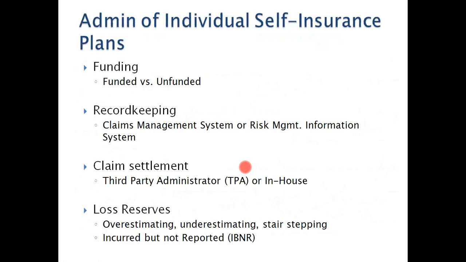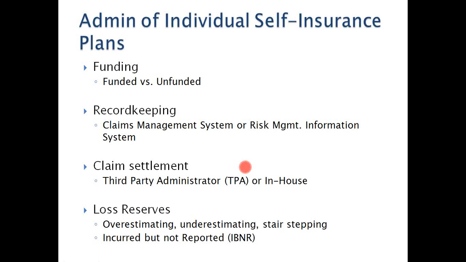So when you think about the administration of individual self-insurance plans, there are a couple of things you have to keep in consideration for how you're going to do this. We talked about this in some of the prior chapters, but it's really important when we talk about a self-insured plan. The first one is funding. How are you going to fund your program? Is it going to be pre-funded or unfunded? The difference between those two is, if you fund a program, you're essentially setting money aside. Your actuary says you need, let's say, $1 million to pay for claims this year. You're going to take that money and set it aside, so it's a funded program.